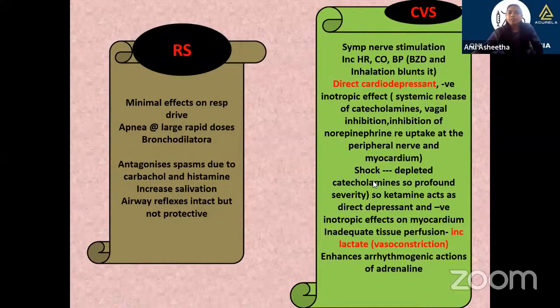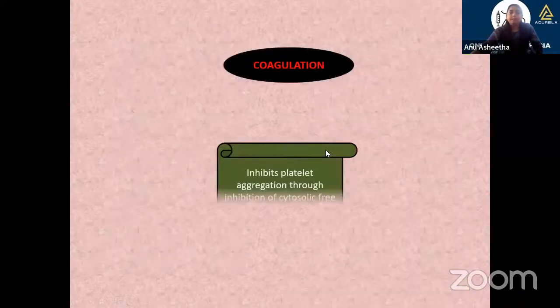That is, in case of compensated shock, you can use it because catecholamines will be present in the bloodstream, and ketamine can inhibit the reuptake at the peripheral nerve and the myocardium. Whereas in uncompensated shock, the catecholamines will be depleted. So if we use ketamine, it produces a direct cardiac depressant effect and causes bradycardia or even arrest. It restricts tissue perfusion, causes increased lactate, and hence causes vasoconstriction. They are also arrhythmogenic if used with adrenaline.